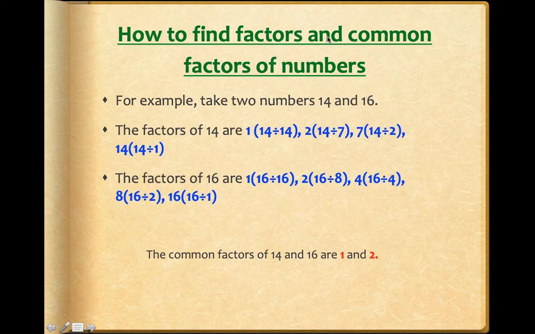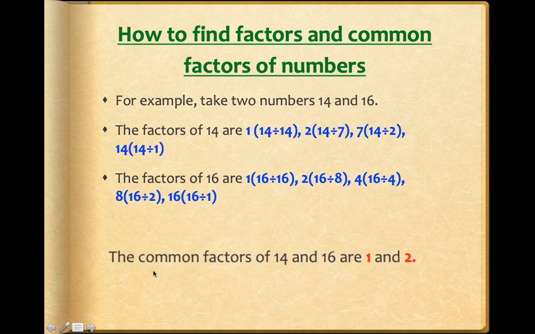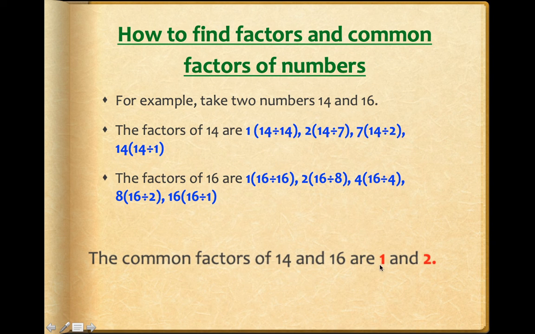How to find the factors and common factors of numbers? For example, take two numbers 14 and 16. The factors of 14 are 1, 2, 7 and 14. The factors of 16 are 1, 2, 4, 8 and 16. Here the common factors of 14 and 16 are 1 and 2. In both, 1 is common and 2 is also common. So the common factors of 14 and 16 are 1 and 2.